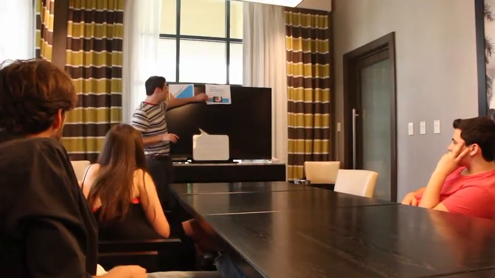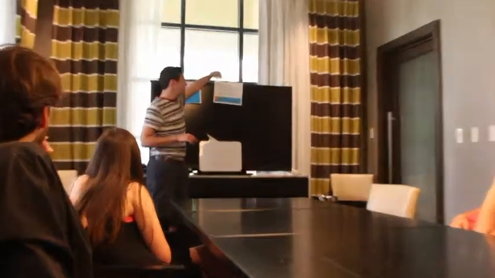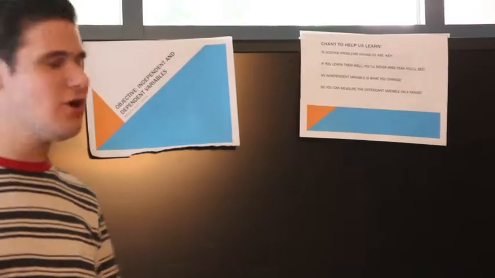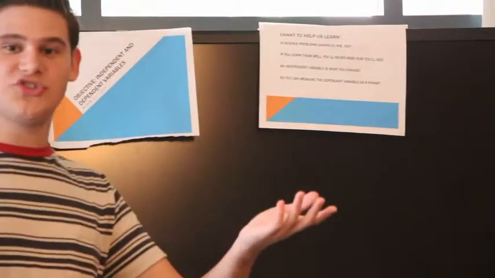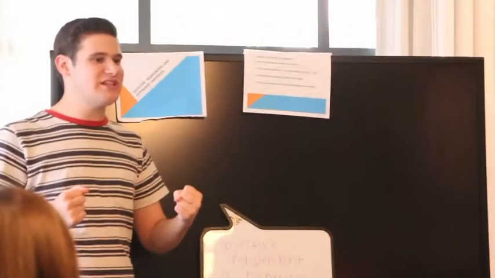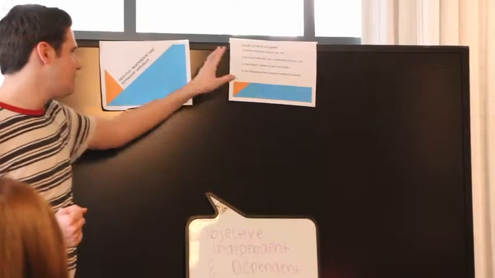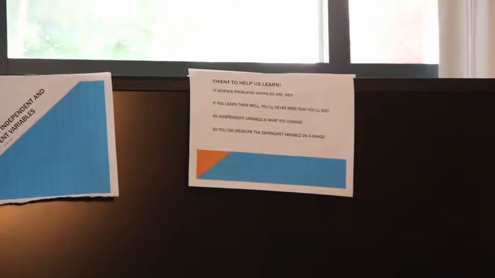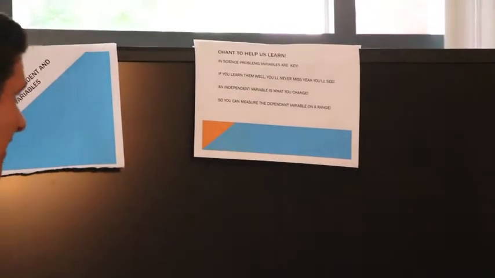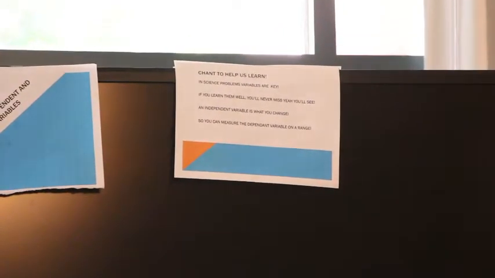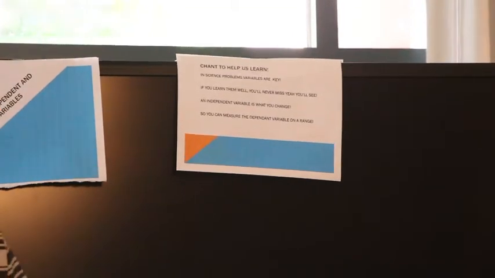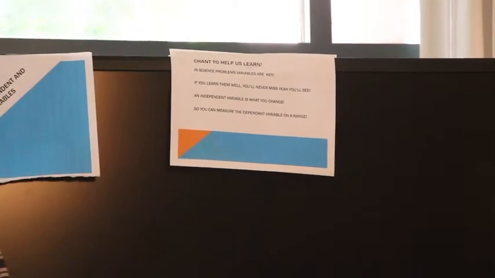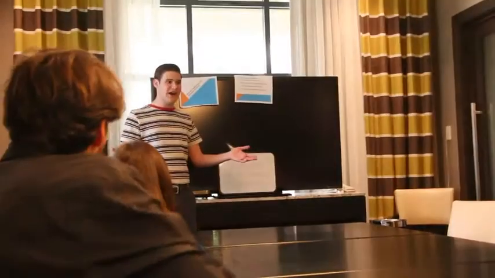I think you guys are going to be really great next week, and I just want to teach you guys a little chant that I made up to help us really solidify and learn this concept, okay? I'll do it once, and we'll all do it together, and we'll make sure we really know independent and dependent variables. Okay. In science problems, variables are key. If you learn them well, you'll never miss. Yeah, you'll see. An independent variable is what you change so you can measure the dependent variable on a range. Okay? Sound good? Let's try it all together.